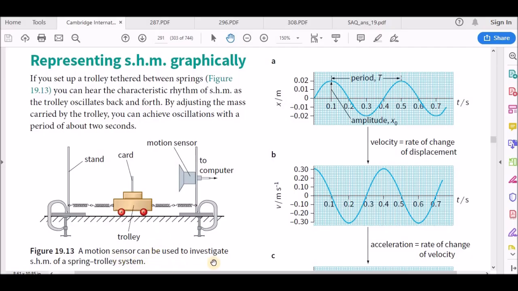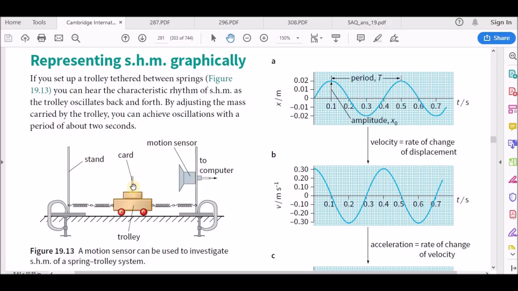A motion sensor can be used to investigate simple harmonic motion of a spring trolley system. Here are the springs, and this is the trolley, so we can also call this a spring mass system. And here we have a motion sensor. I have explained to you previously that the motion sensor should be placed along the direction of motion of the object. In this case, the trolley is moving back and forth in this direction, so the motion sensor is correctly fixed along the direction of motion.